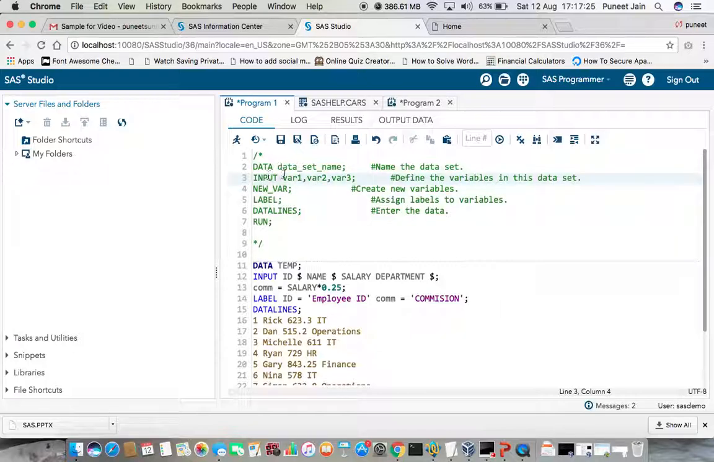Input is the variable inputs which we define at the data set. In terms of Excel, you can consider var1, var2, var3 as the column headers of any Excel file. So that is a strong correlation which you can find between input var of SAS with the column header of Excel. Data, then comes data underscore set underscore name.